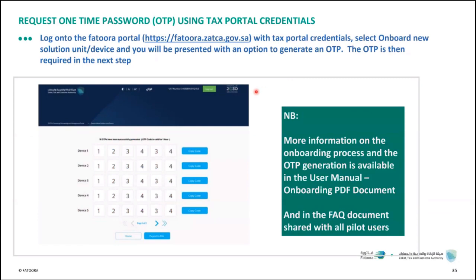Here is a snapshot of the Fatoora portal and how to, let's say, request OTPs. So as mentioned, I believe you can have up to 100 OTPs generated at the same time. You can copy these OTPs and then input them into your EGS to process.